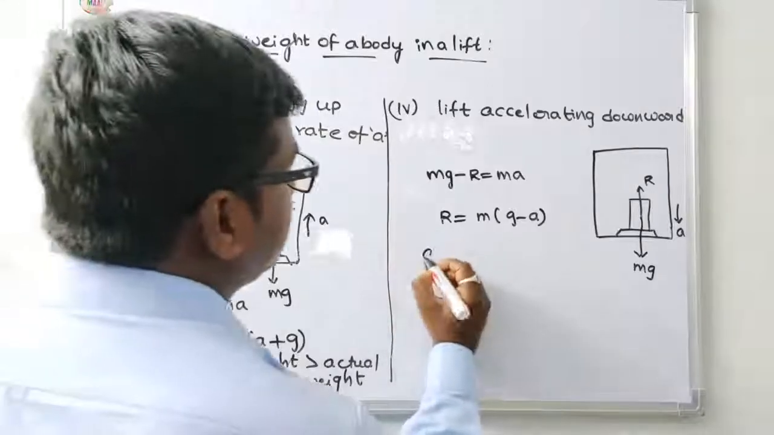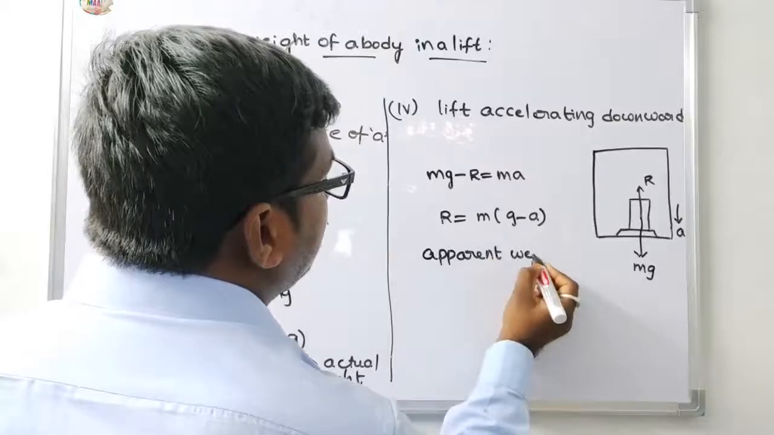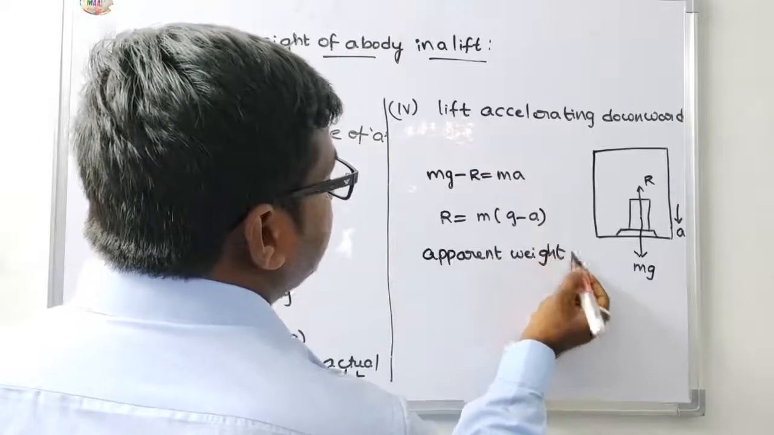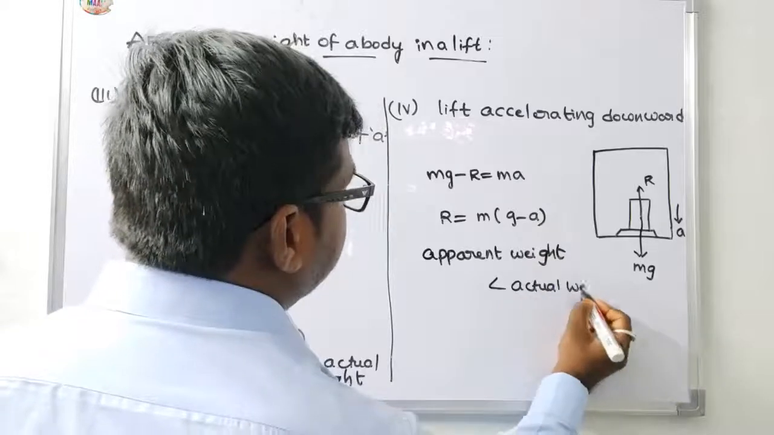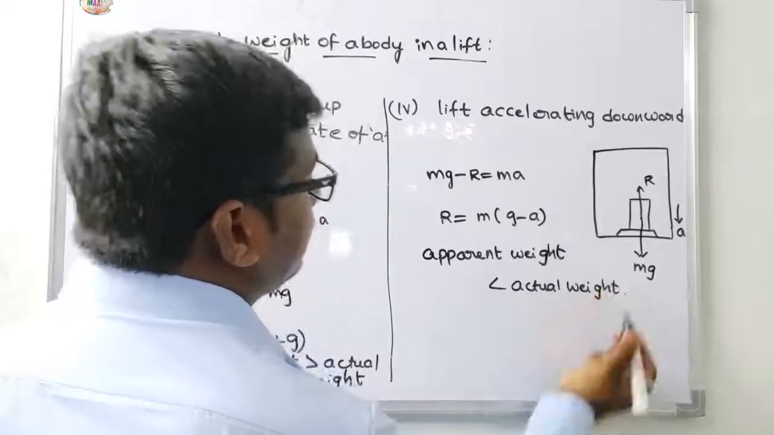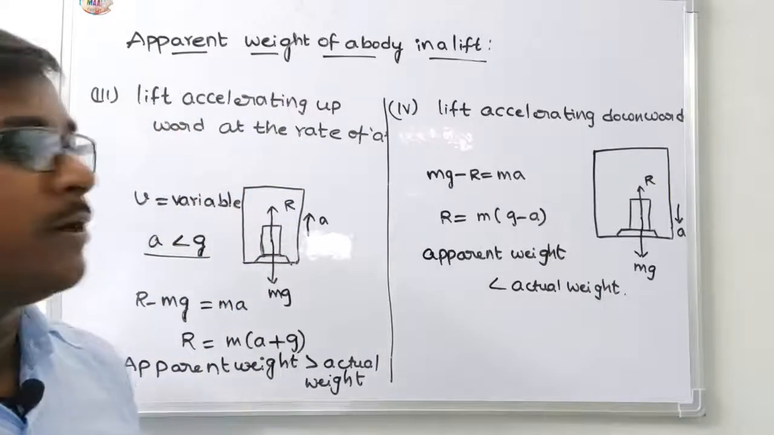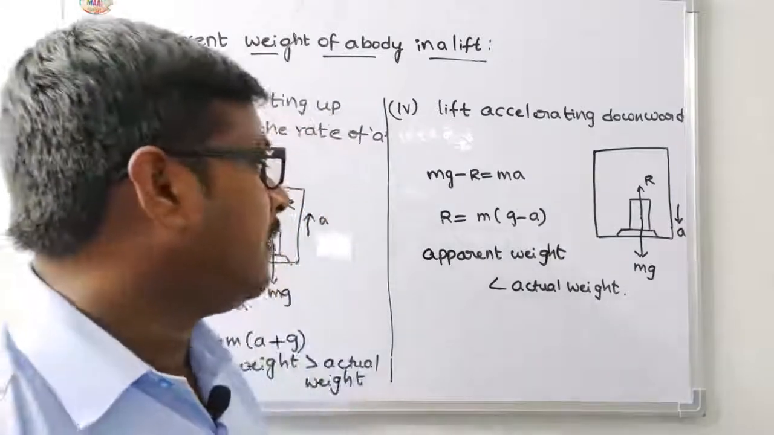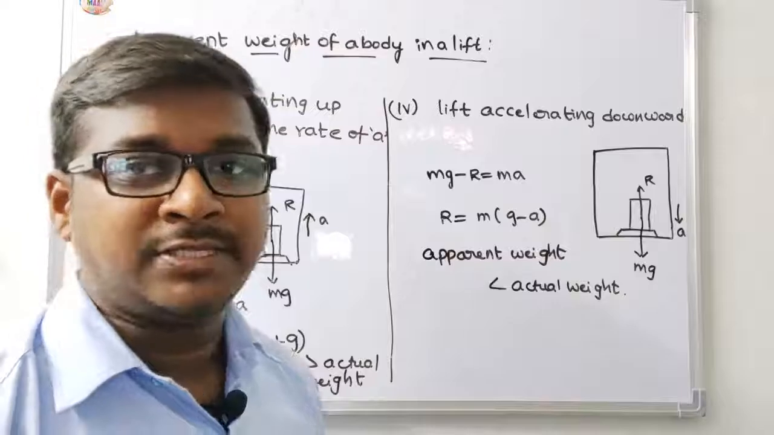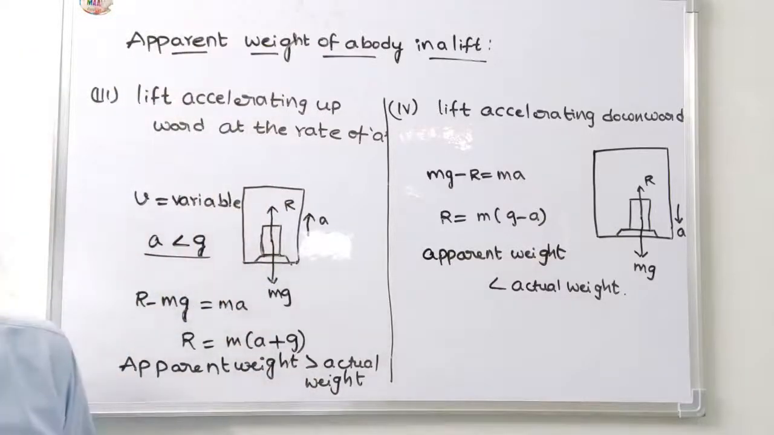The apparent weight is less than the actual weight. The lift is accelerating downward, mg minus R is equal to ma, R is equal to m into g minus a, and the apparent weight is less than the actual weight. This is the apparent weight of a body in a lift.